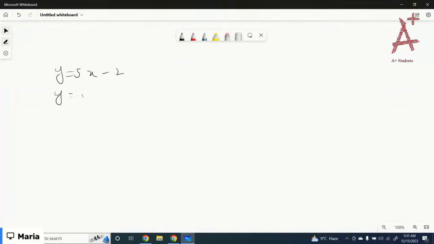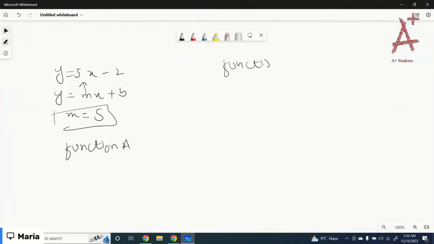Compare it with the slope intercept form y equals mx plus b. So the slope of this function is 5. Slope of function A is 5. Now just look at the slope of function B. Find 2 points on the graph and find the slope. That is m equals y2 minus y1 divided by x2 minus x1, using this formula. Got it? Use any 2 points on the graph.